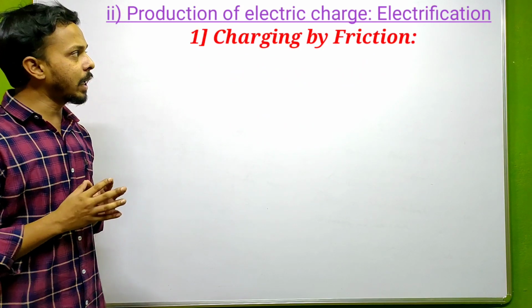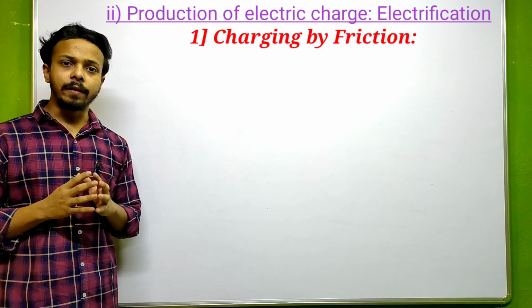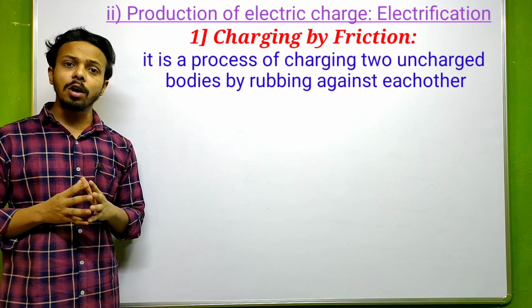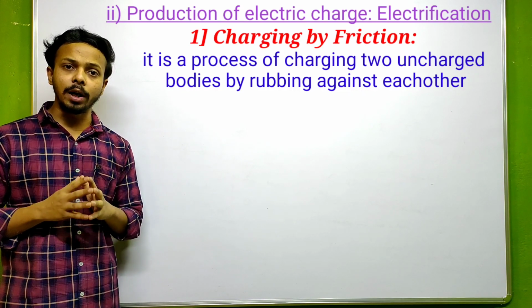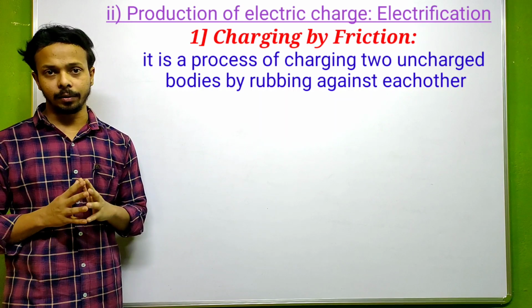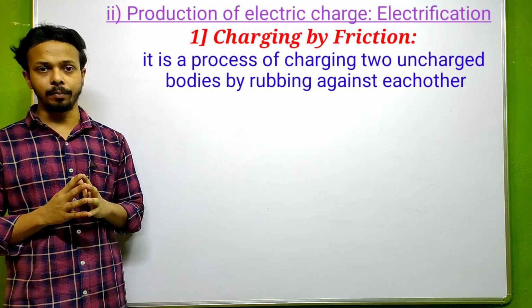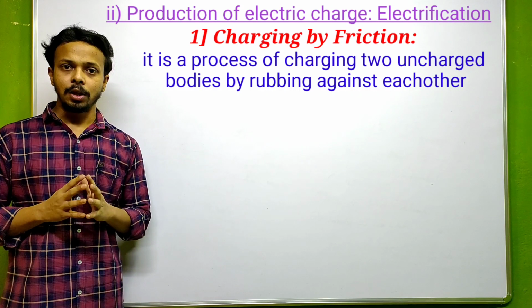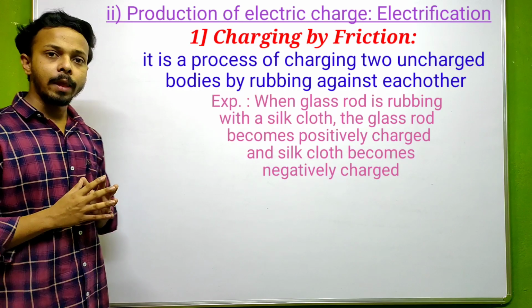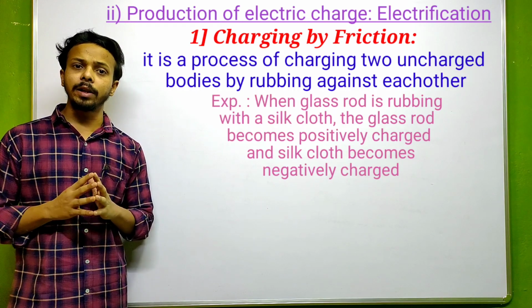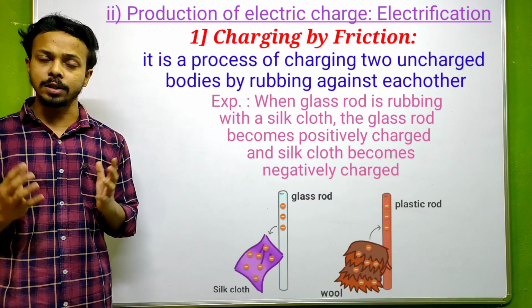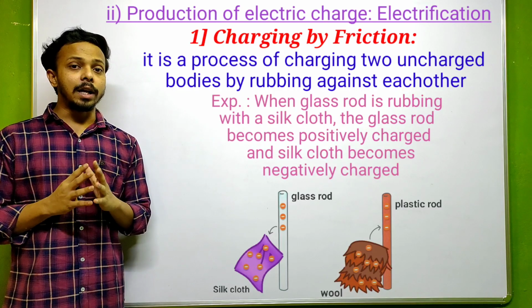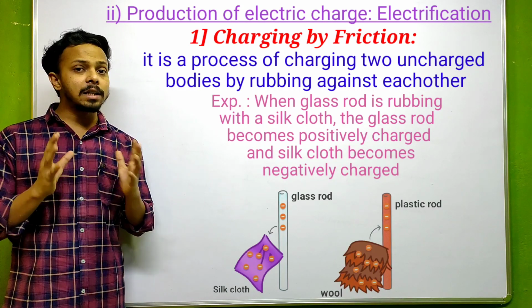The first method of electrification is charging by friction. It is the process of charging two uncharged bodies by rubbing them against each other. When two bodies are rubbed against each other, the bodies get charged. Let us understand this with an example. When a glass rod is rubbed with silk, the glass rod becomes positively charged and the silk cloth becomes negatively charged. In the case of the glass rod, there is less attraction of the electrons towards the nucleus.